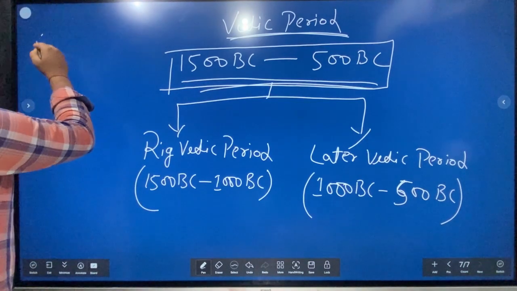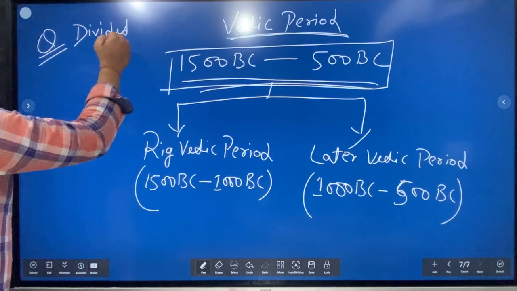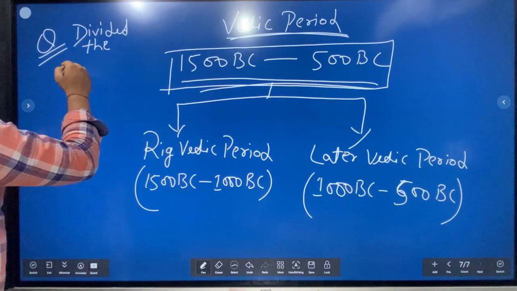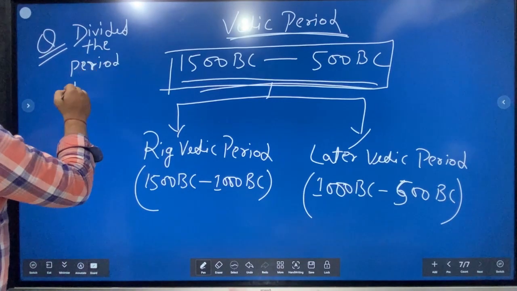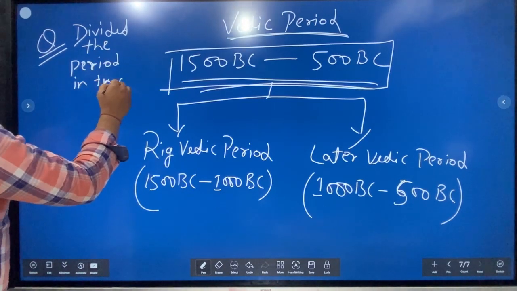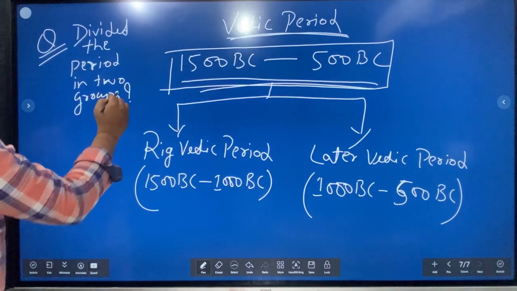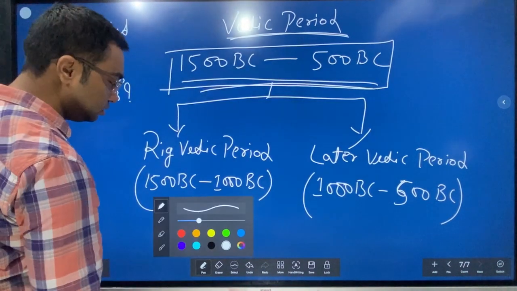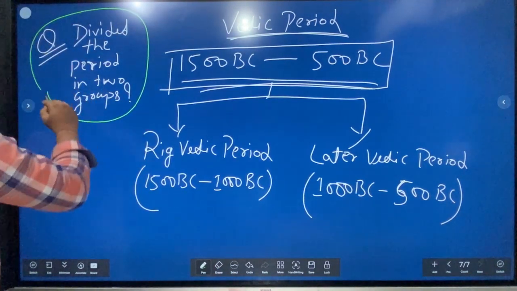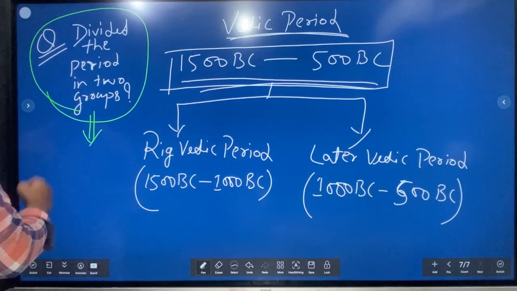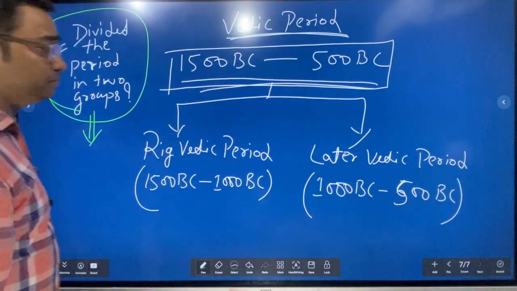The question arises, why have historians divided the period into two groups? What is the reason behind this? There must be a certain reason. This is the matter of concern, but we will discuss it after some time.